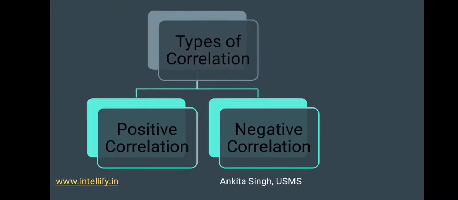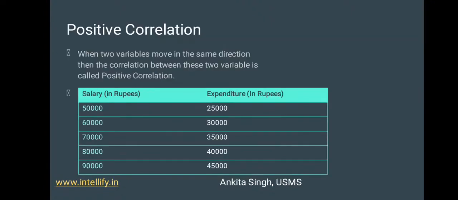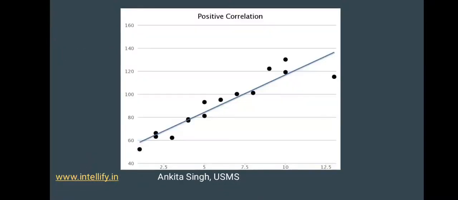There are two types of correlation: positive correlation and negative correlation. Positive correlation: when two variables move in the same direction, then the correlation between these two variables is called positive correlation. In the given table, we can see that the x variable is the salary in rupees and the y variable is expenditure in rupees. As salary increases, expenditure also increases. It shows positive correlation. In the given graph, we can see that there is positive correlation as the line is upward sloping.